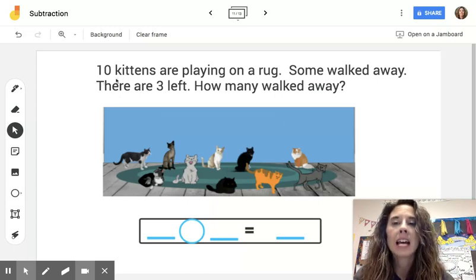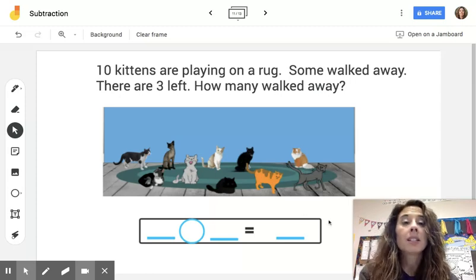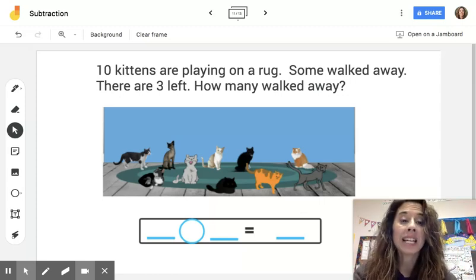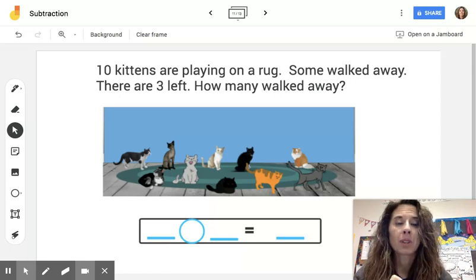Ten kittens are playing on the rug. Let's see if there's 10. 1, 2, 3, 4, 5, 6, 7, 8, 9, 10. Oh, good. Some walked away. There are 3 left. How many walked away?